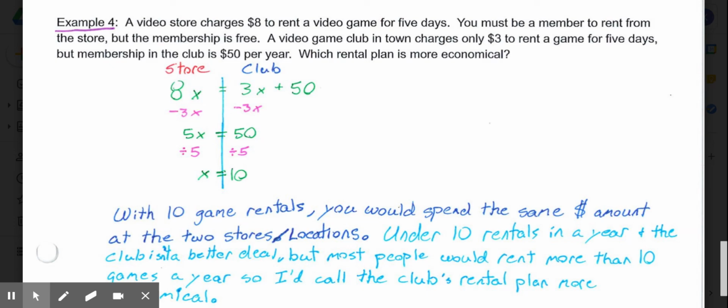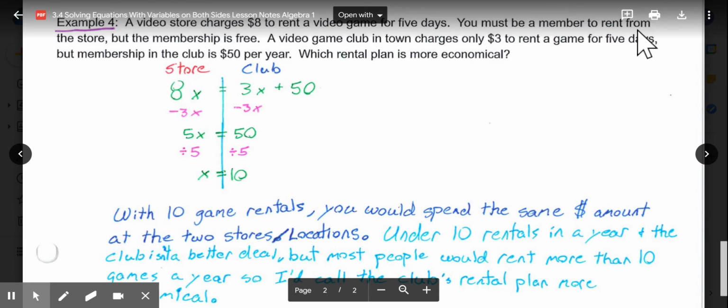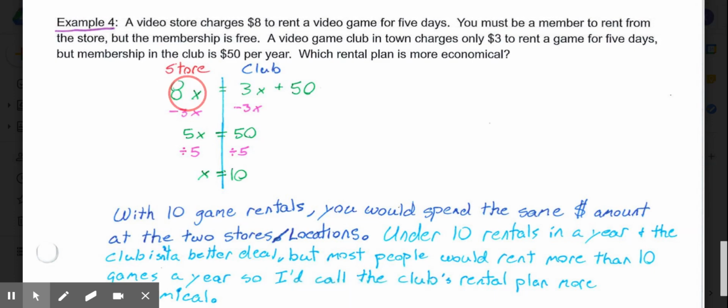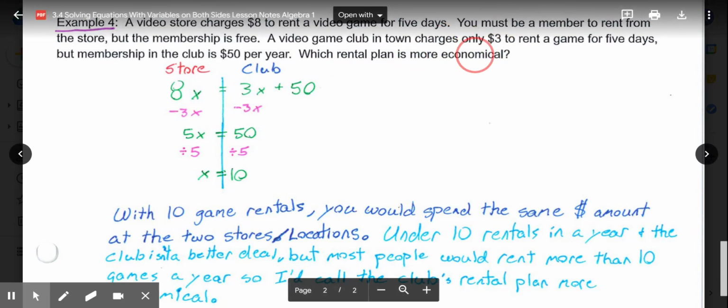So the store, if it's $8 per game, and that's a 5-day period, we also know the club's rentals are 5 days, so we don't have to worry about that being a factor. So then we're just looking at the cost. So on the store, it's 8 times whatever number of games you rent. So that would simply be 8x, or whatever variable you want to use. For the club, it's $3 per rental plus the $50 fee per year. So we'll look at what would be the better economical plan each year.